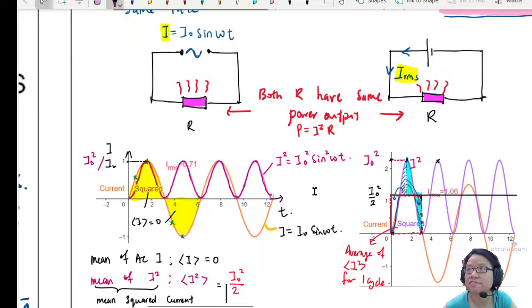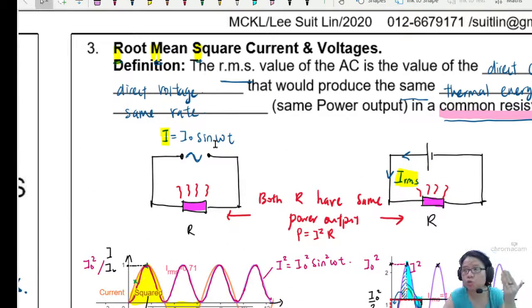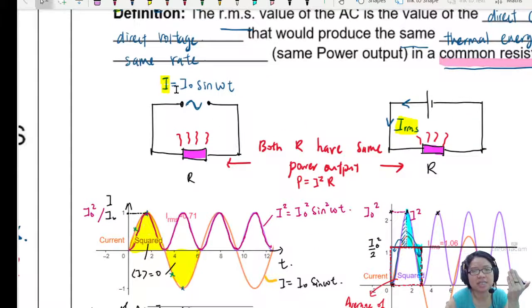So if it's I naught square over 2, then we can now zoom out again and think about what our definition is, or where we started. We started by saying that we want to replace this AC with a DC. But because we want to label a number there so that the electricians doing all these power supply things understand that when I connect this to alternating current, this is the power output that I'll get. I don't have to think about the peak or the frequency, I just need to find the power output.